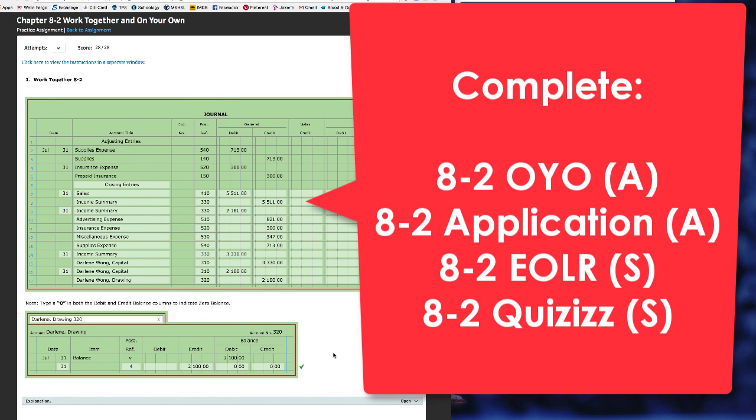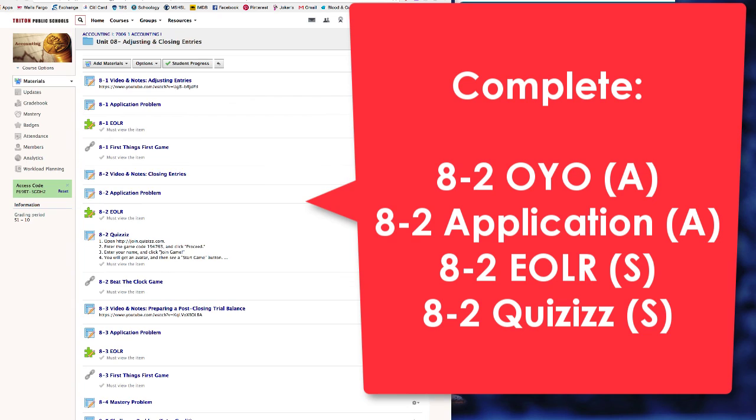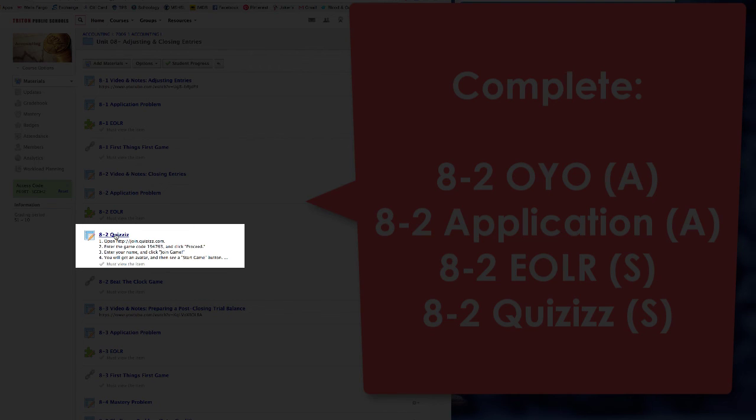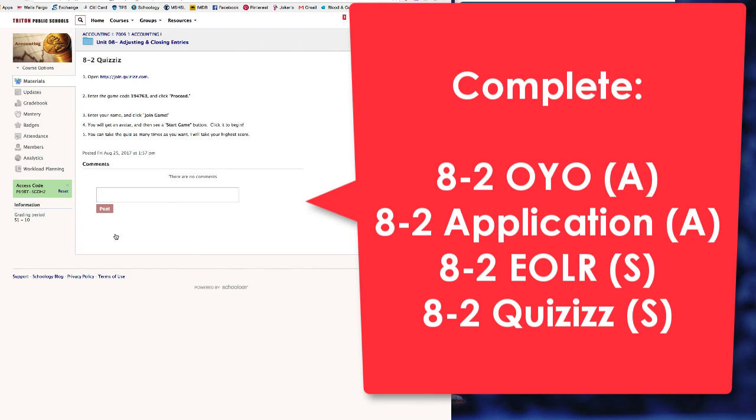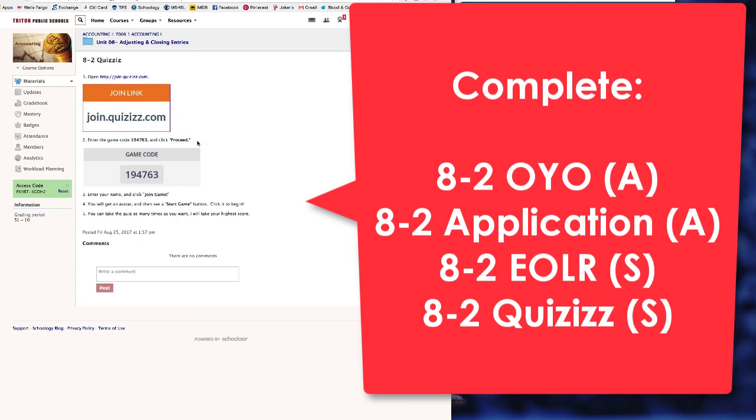At this point, you're going to want to do the 8-2 on your own and the 8-2 application problem, both on Aplia. Then you're going to want to do the 8-2 EOLR on Schoology. And then you'll have one final thing on Schoology to do, and that is this 8-2 quiz. So you can take this quiz as many times as you want. I'll take your highest score. It's a review over everything related to 8-2. So you'll also need to do this as well.